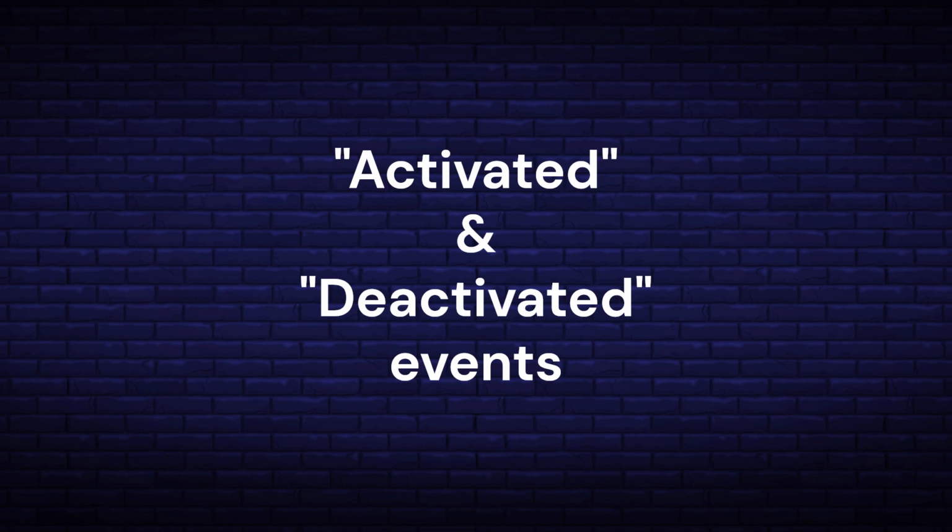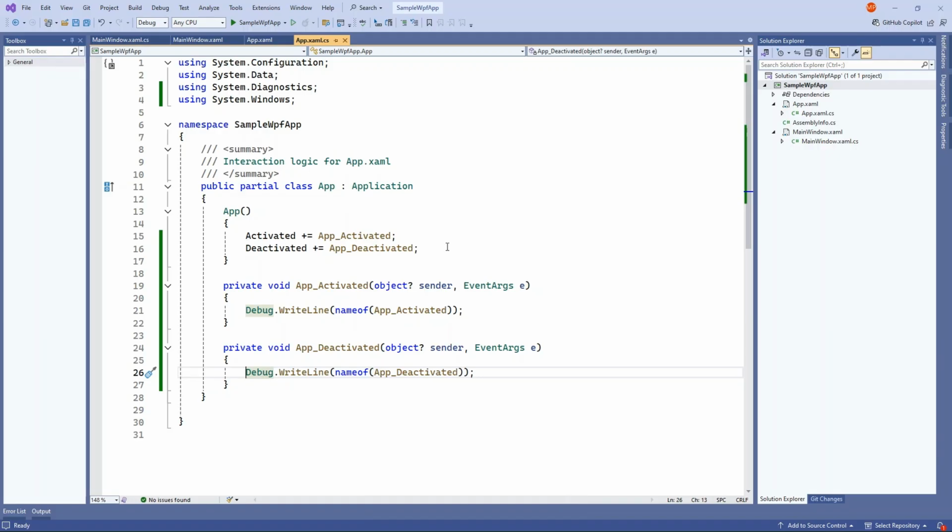Next, let's understand two interesting events: Activated and Deactivated. Here's some code I've already written. I have attached event handlers for the Activated and Deactivated events. In the Activated event handler, I have simply printed the name of the handler method itself to the debug output. Likewise, the name of the event handler method is written to debug output for the Deactivated event too. The debug output can be seen in this Output tab when we run the application in debug mode.